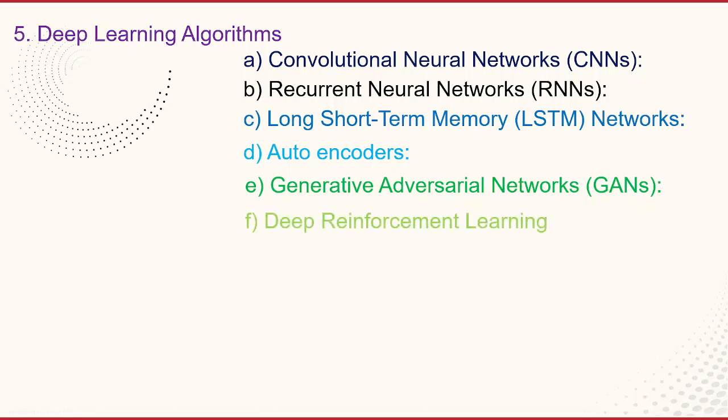Next is deep reinforcement learning. Deep reinforcement learning combines deep learning with reinforcement learning, a type of learning where an agent learns to take actions in an environment to maximize a reward signal. It has been successfully applied to tasks such as game playing, robotics, and autonomous driving.